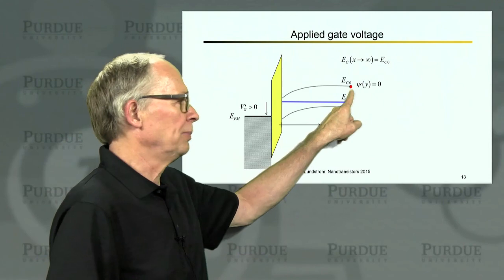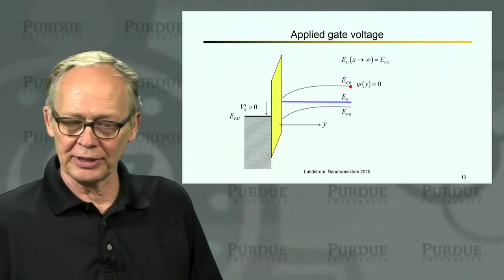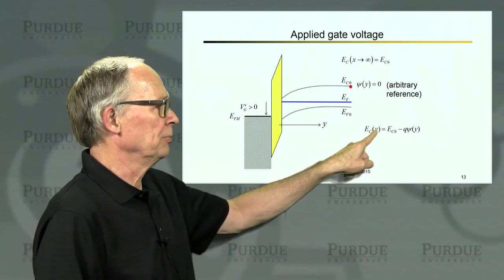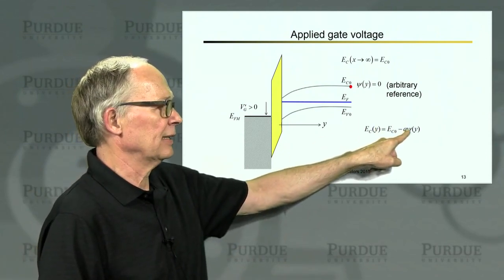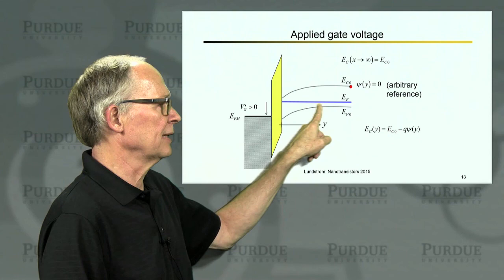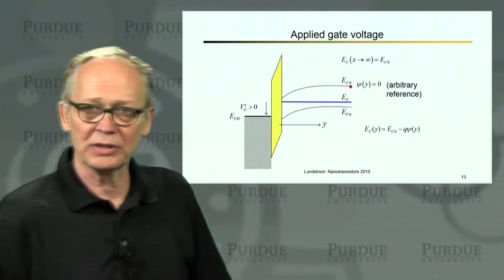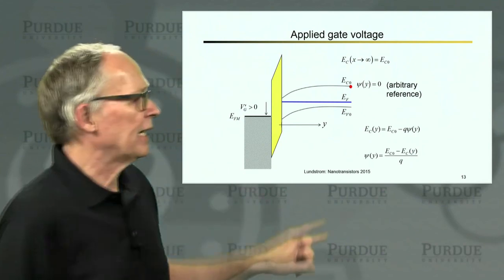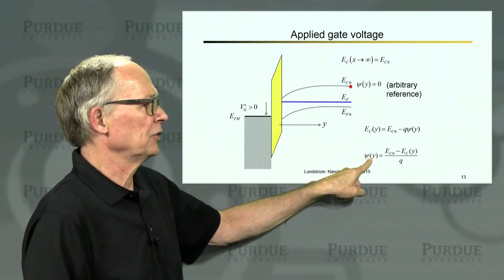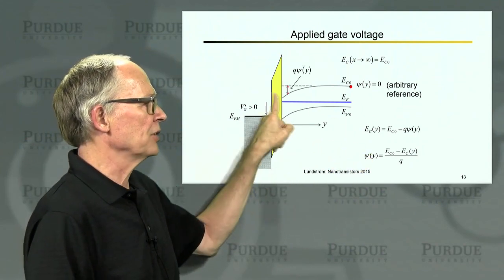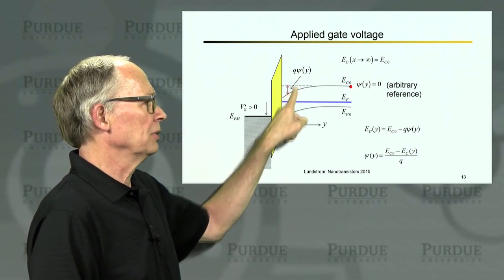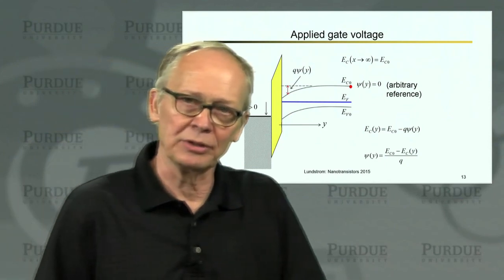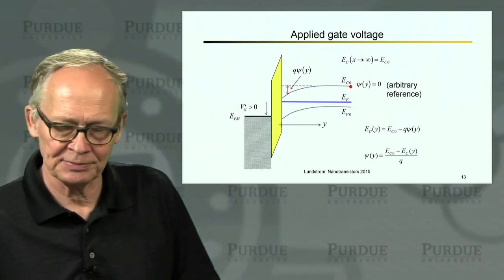Now, we've grounded the back of the wafer, so the potential is 0 there. That's just an arbitrary reference. The bands are going to bend because the electrostatic potential increases as we move towards the positive voltage on the gate. The bands are going to bend down. We can measure the electrostatic potential at any location. It's just Q times the electrostatic potential is how much the bands have lowered due to that positive electrostatic potential.